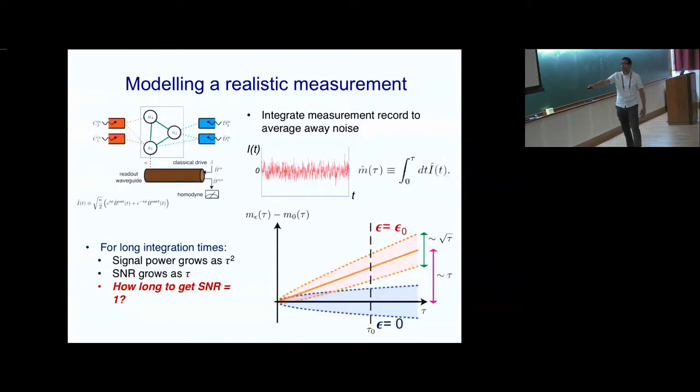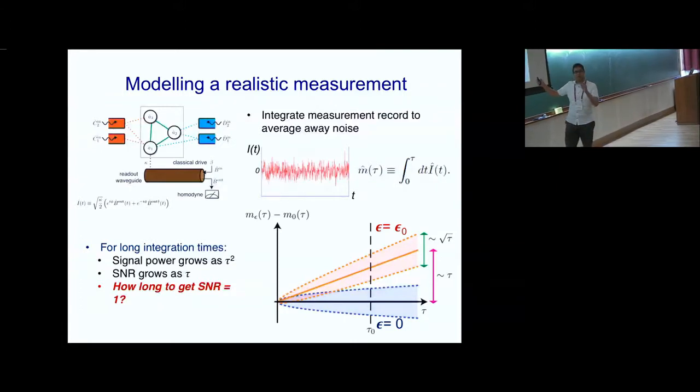This plot is showing, as a function of time, what is happening to this averaged homodyne current. The solid lines are the average value. So if epsilon is 0, on average, this quantity m is 0. If epsilon is non-zero, on average, m has some value that's growing as a function of time.